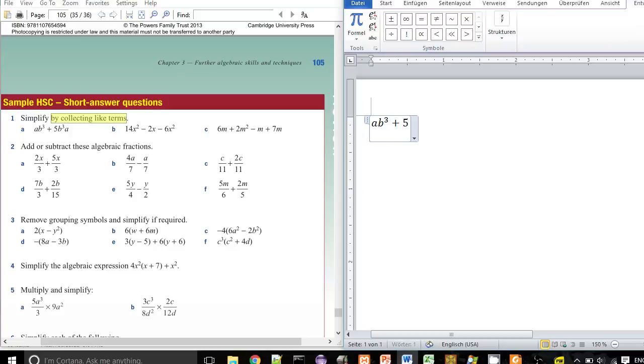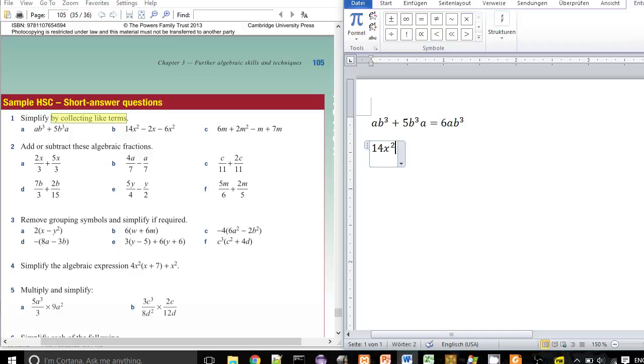ab cubed plus 5b cubed a. Okay, again, they're trying to be fancy. The order's changed, but these are like terms because it's a b cubed and an a. It matches. There's an invisible number here, so it's like a 1. So 1 and 5 is 6ab cubed, which is the same as 6b cubed a. Same thing. Alright, next one.